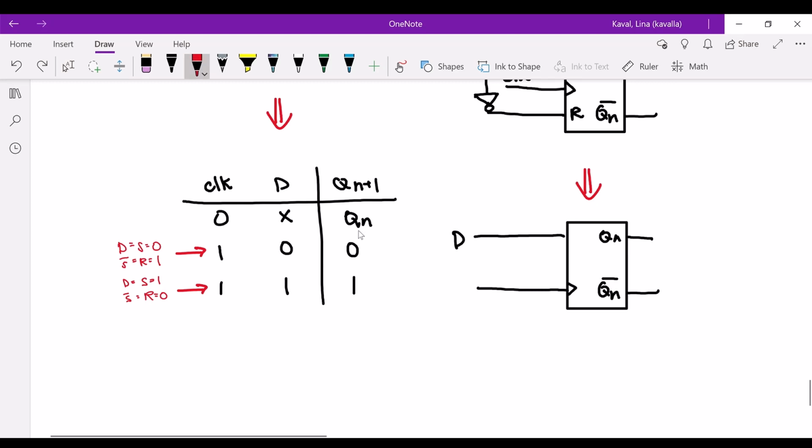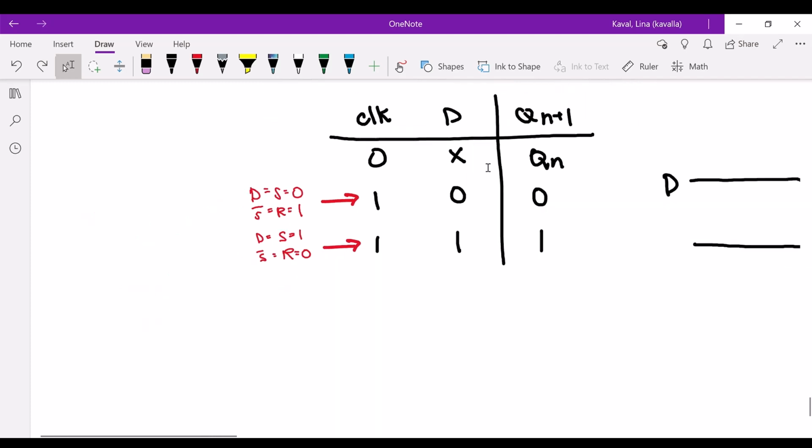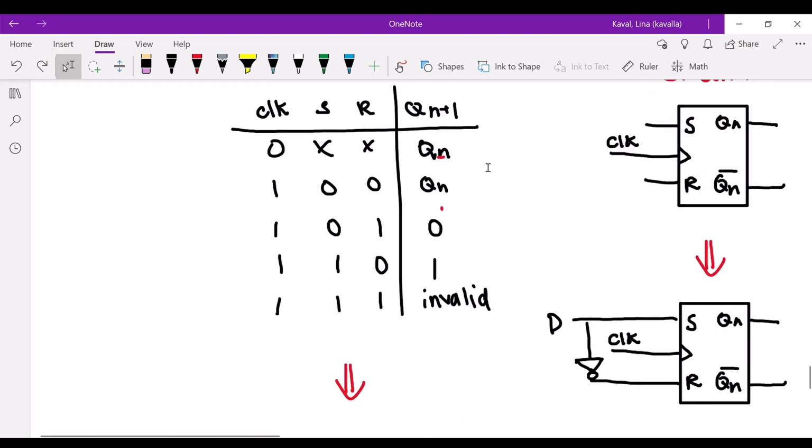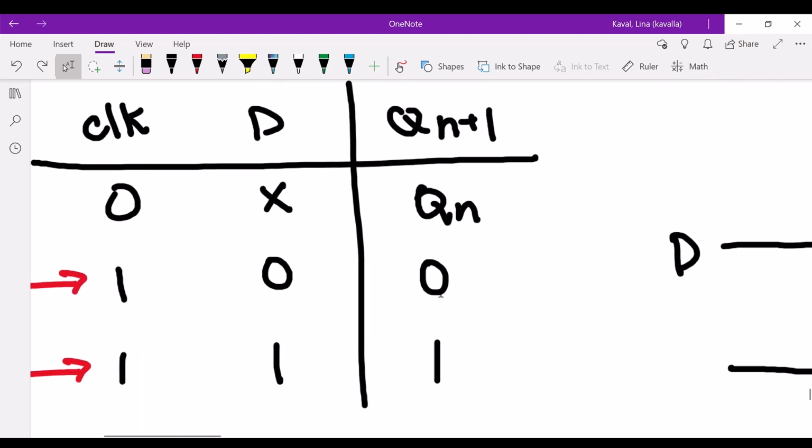And so if we went on to our next one, if we get a D value of 0, that's actually the same as this bit right here. So D equals S, which is equal to 0, right? And our R value is actually going to be our not S, which is equal to 1. So that's the same as having an S of 0 and an R value of 1. So if we go back up, S of 0, R value of 1, that's going to give us an output of 0. So that's what's going on here.